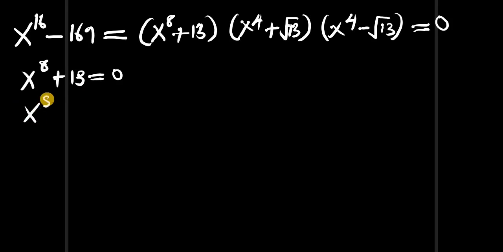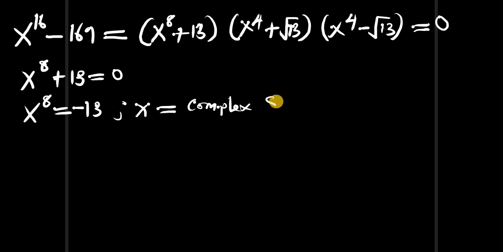Taking 13 across the equality sign, x power 8 equals negative 13. If we want to solve for x, this will give us a complex solution, and we are not looking for complex solutions, we are looking for real solutions. So we are not going to consider this. Now let's go over to this one.